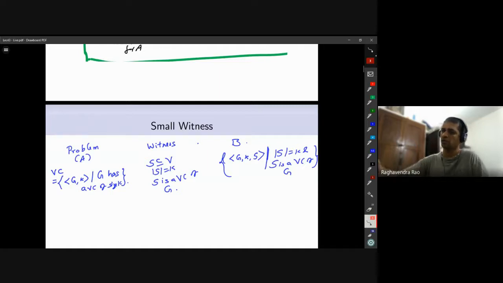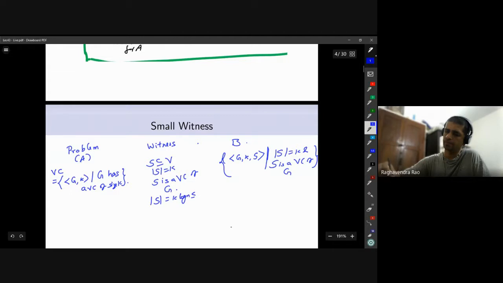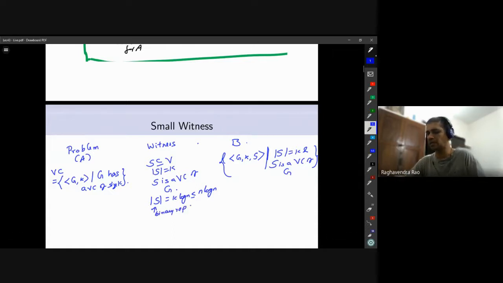So the length of the witness set is equal to k log n, using binary representation. You can even represent it in n bits by just considering this as a 0 1 vector of length n.